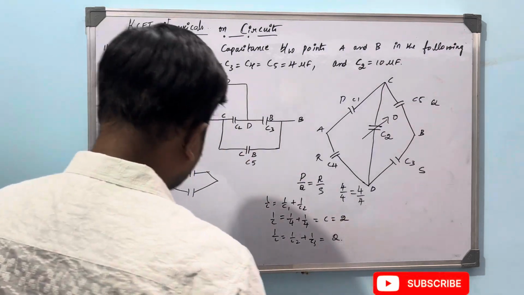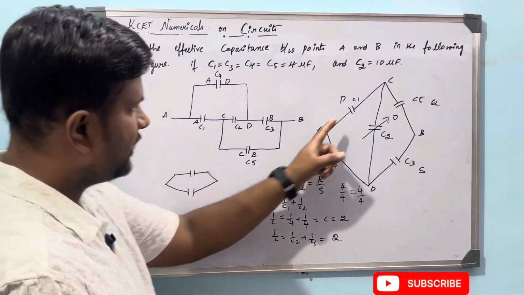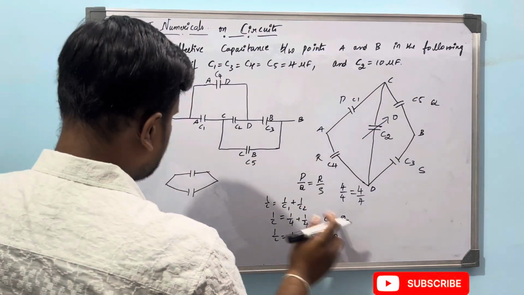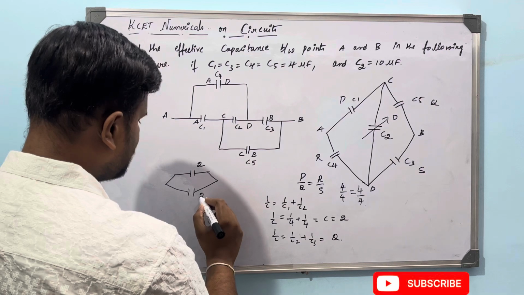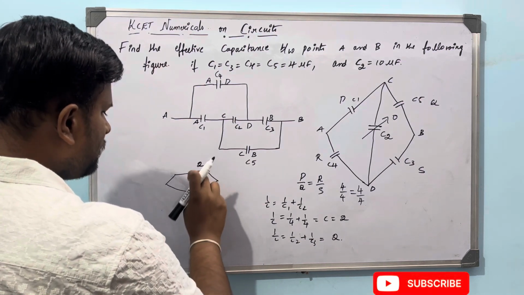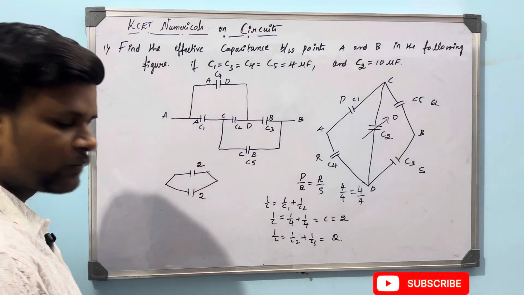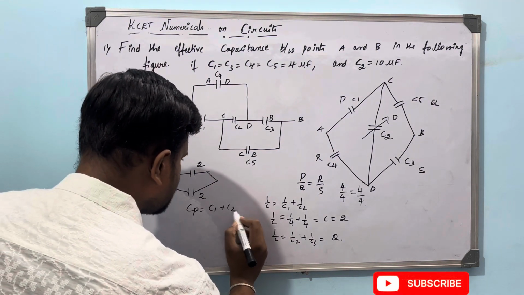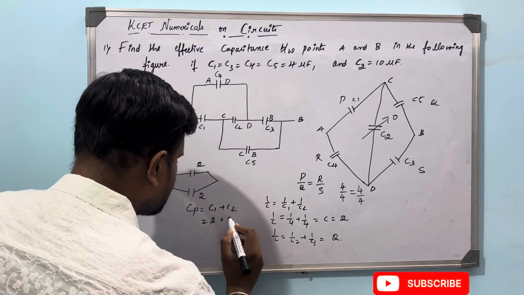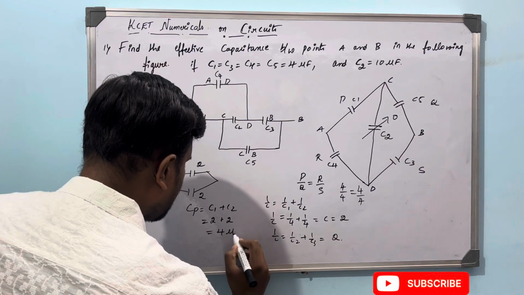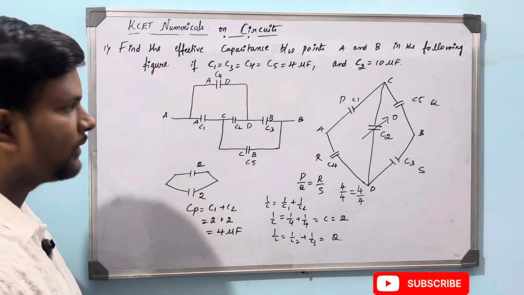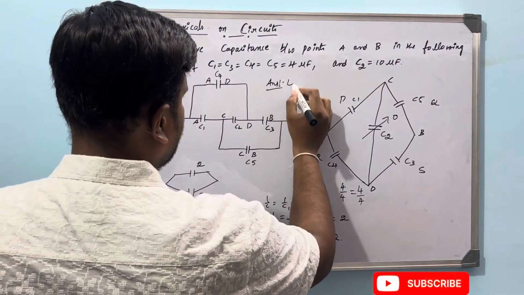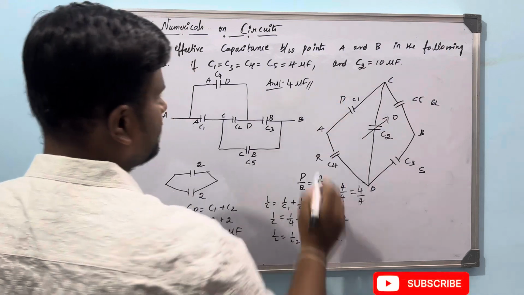After this you need to redraw the circuit. Here two capacitors are replaced by a single one, and its value is 2. Now the two capacitors are in parallel. For parallel we know that Cp is equal to C1 plus C2, which is 2 plus 2. So its value is 4 microfarad. The answer is 4 microfarad.